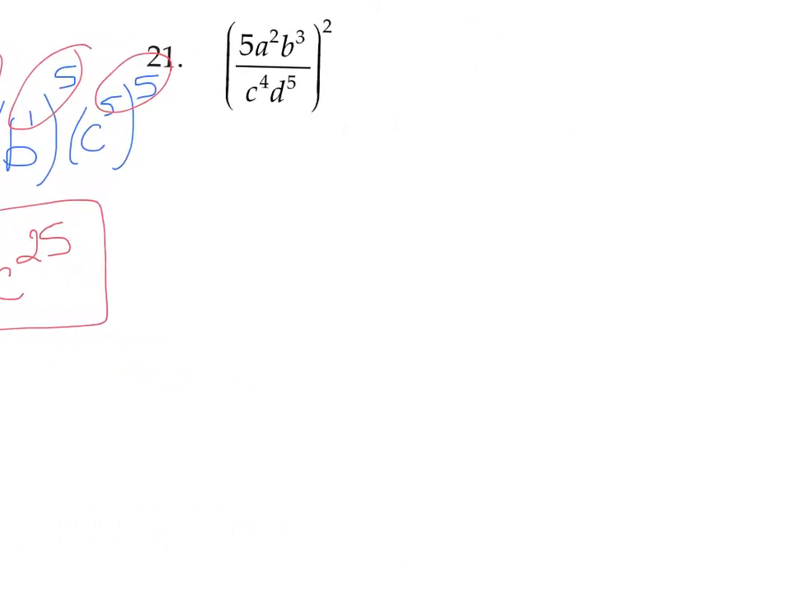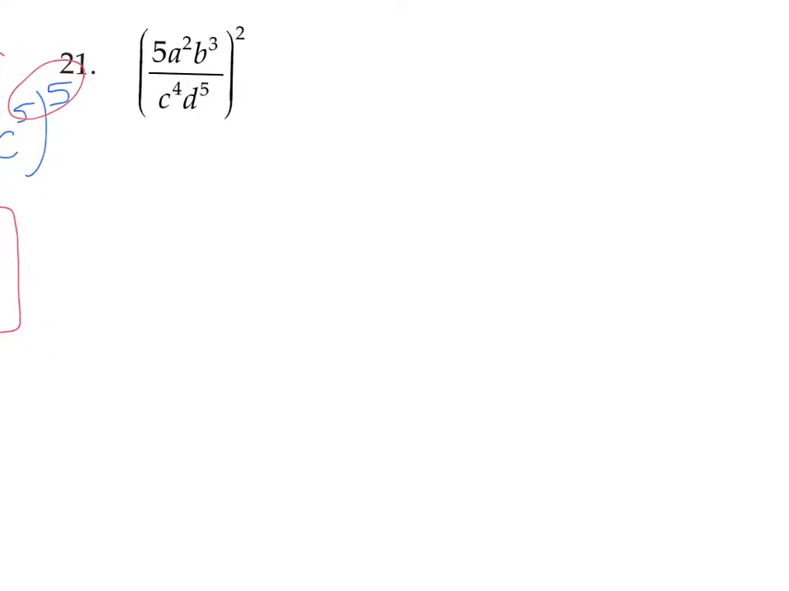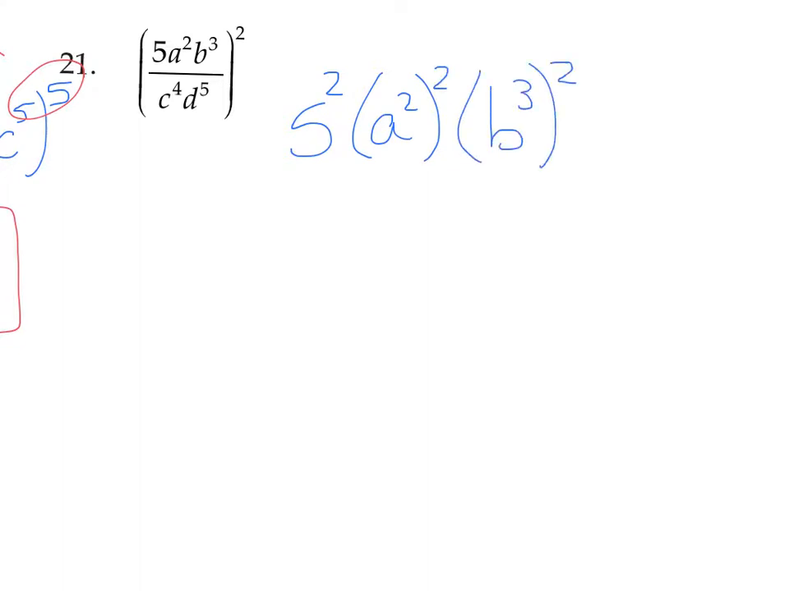All right, on 21, don't be freaked out because it looks like a fraction. Like I said in the lesson, if you can simplify this fraction inside here first, it will make this square easier. But these are all different variables, so there's nothing to simplify here. So we're just going to put the square on everything. We're going to start with a 5. It's going to get a square. The a squared is going to get a square. The b cubed is going to get a square, and all that's going to be over the c to the 4 getting a square, and the d to the 5th getting a square.